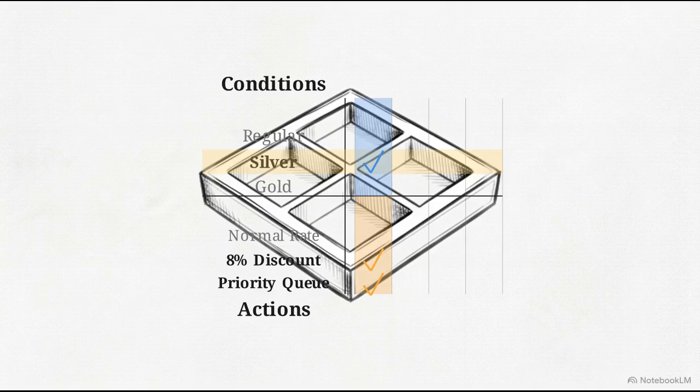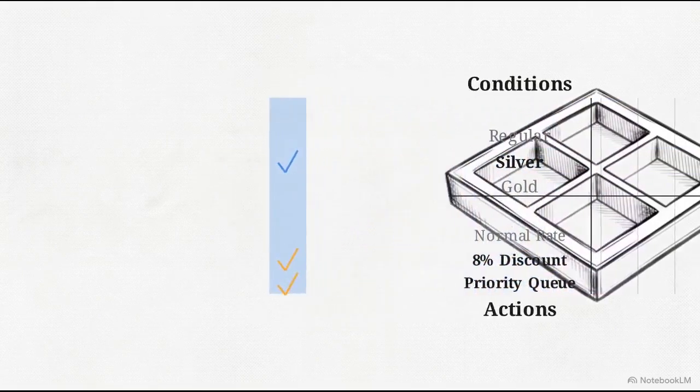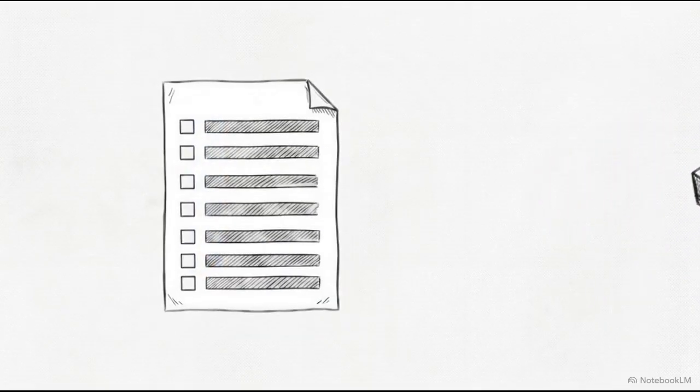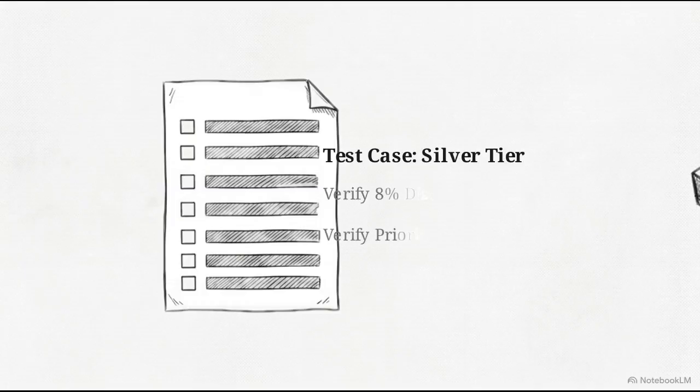Once the matrix is filled, each vertical column represents a specific processing rule, linking a combination of inputs to its required outcomes. This isolated vertical rule translates directly into one executable test case. For a silver customer, the tester verifies that both the discount and the priority queue are triggered.